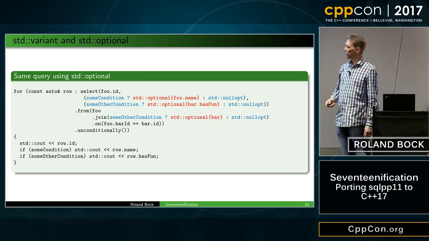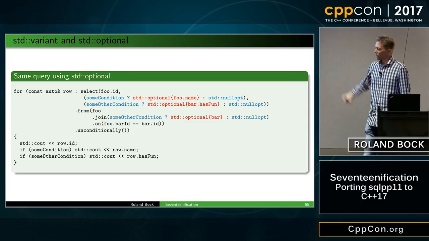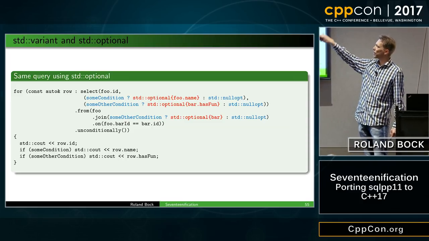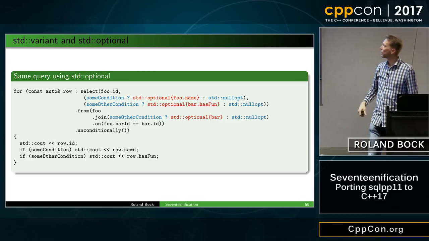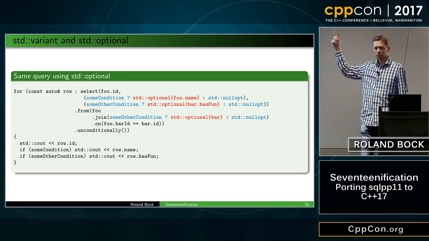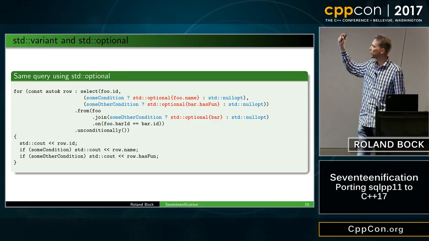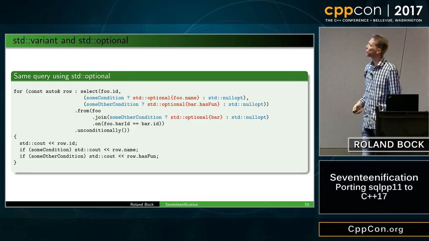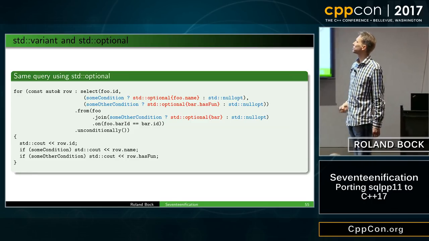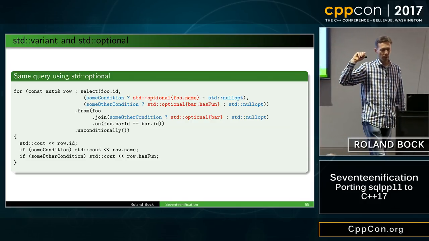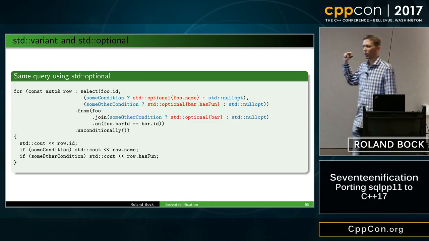Okay, and then it would look like this. Same code as before. Under some condition, we pass an optional of foo name, so of this column, into the library, into the select call. And otherwise, if the condition is false, then we just pass std::nullopt, which happens to be an argument for the std::optional constructor of any type, and we'll just construct an empty optional.